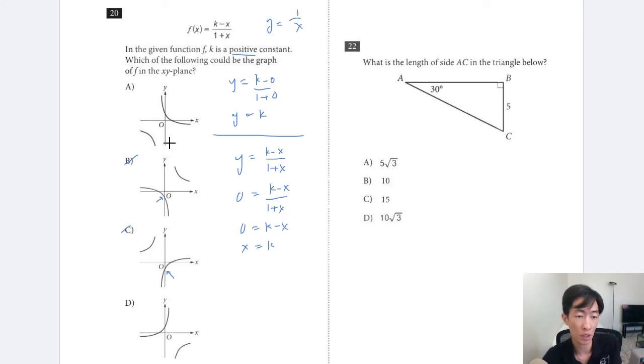this tells us that the x-intercept is going to be positive. So notice it's positive here, notice the x-intercept is negative here, so we eliminate choice D, and A is going to be the answer. So that's probably the easiest way to do it.